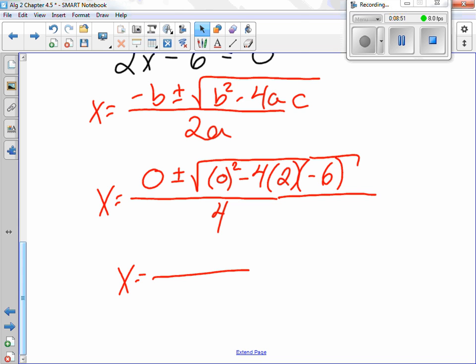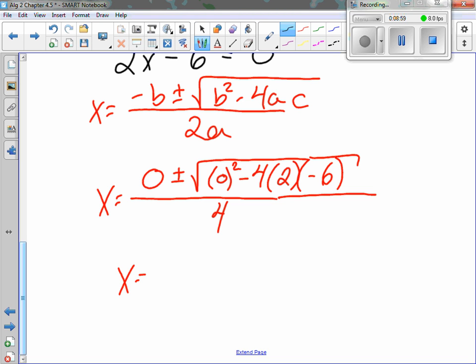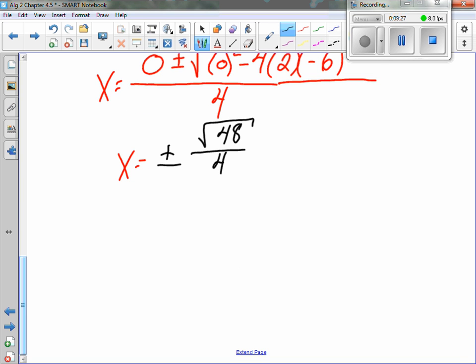Now, for the 0 up front, is 0 adding anything or subtracting anything? No. So really, I can drop it and just say plus or minus, because 0 plus or 0 minus doesn't change its value. Now inside here, if we simplify what's inside the square root, because negative 4 times 2 is negative 8, and negative 8 times negative 6 is 48, over 4.